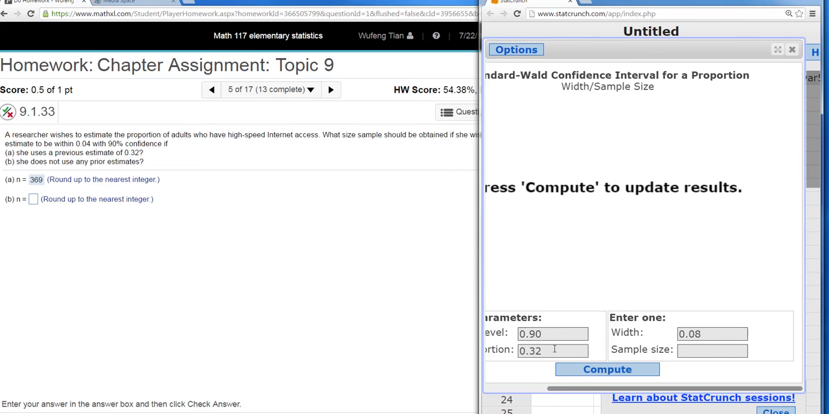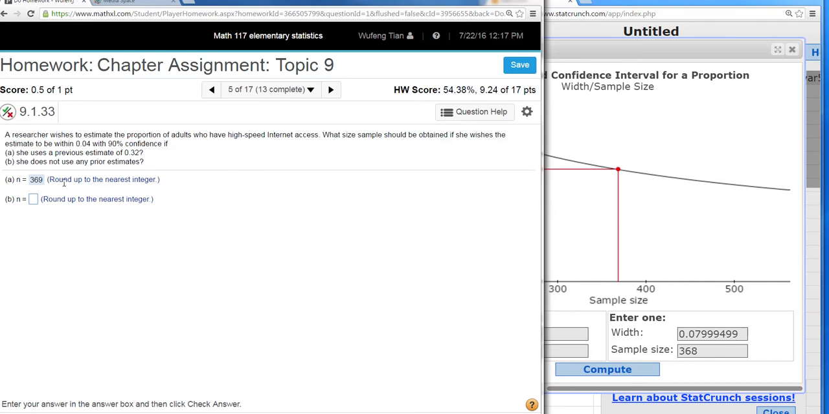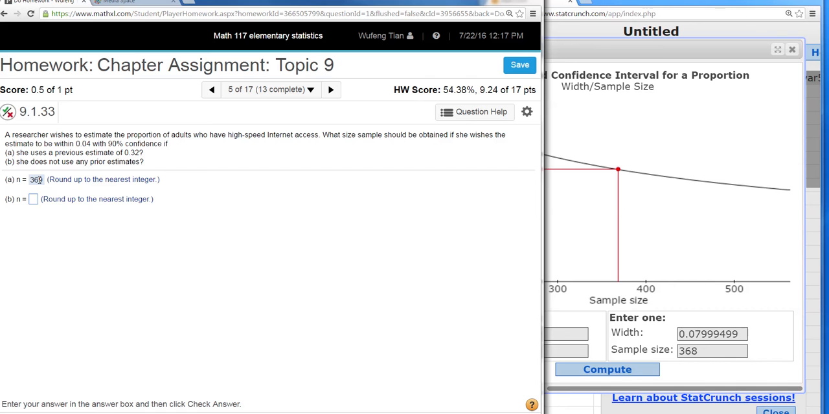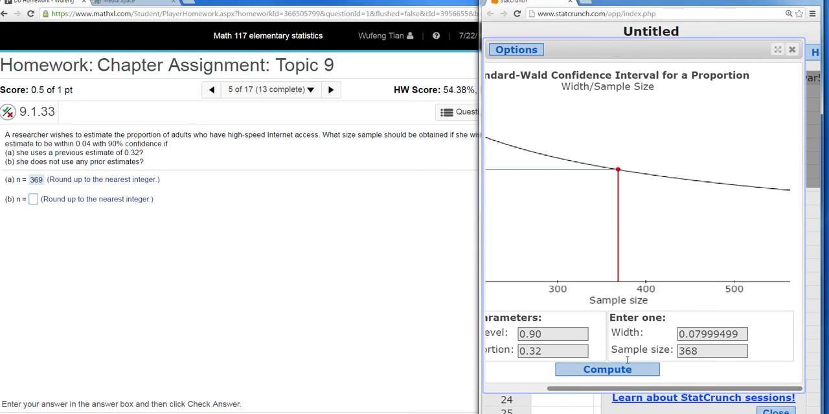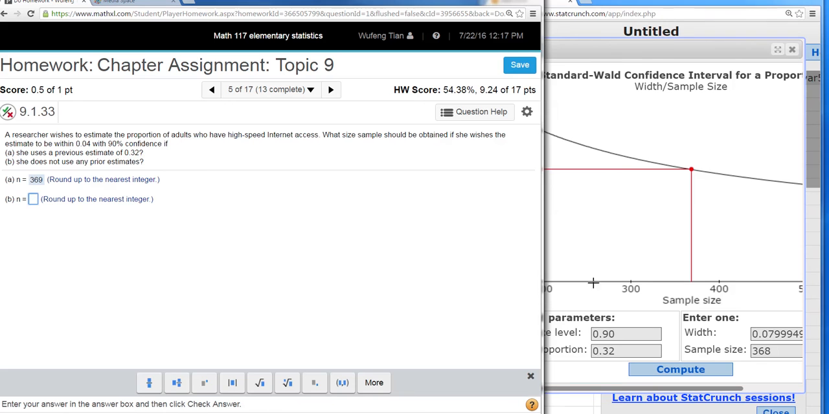3.8, 0.32, 90% confidence interval. Sometimes you choose the next one because this only gives you 0.08. You can see the right answer is 369, and this is 368. It's just a rounding error. It's going to be either 368 or 369. But in this case, you're better off checking it yourself to see which one is right, but you can use the formula.